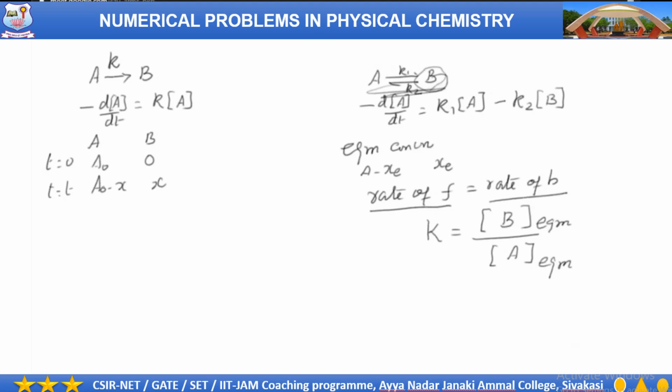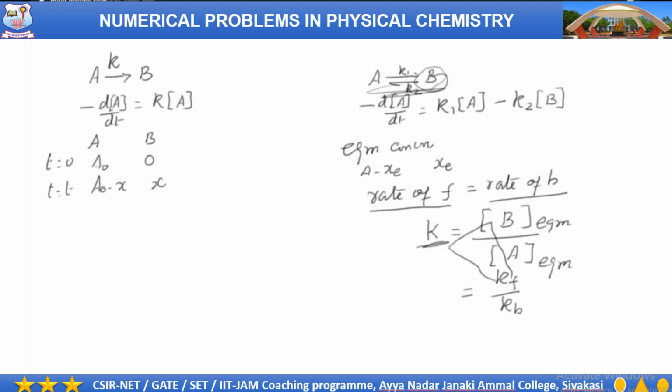K can also be calculated in terms of concentration, therefore we call it Kc. In terms of pressure it is called Kp. You have already studied the relationship between Kp and Kc in chemical equilibrium and so on. But here we are going to use the simple K alone. K can also be calculated as the ratio of the rate constant of the forward reaction to that of the backward reaction. Therefore, K can be written like this.